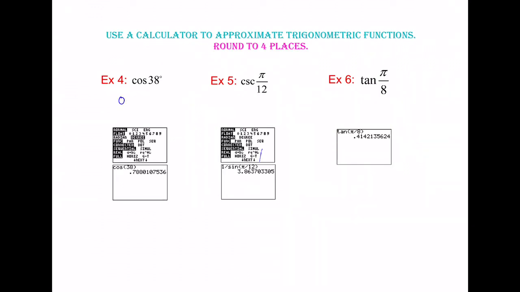And if we round to 4 places, that would be 0.7880. So that's the ratio for a right triangle with an angle of 38 degrees. Cosine is adjacent over hypotenuse. That would be that ratio.